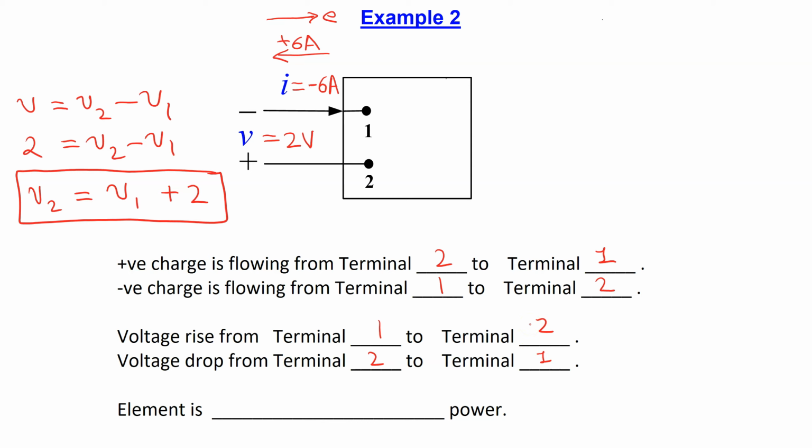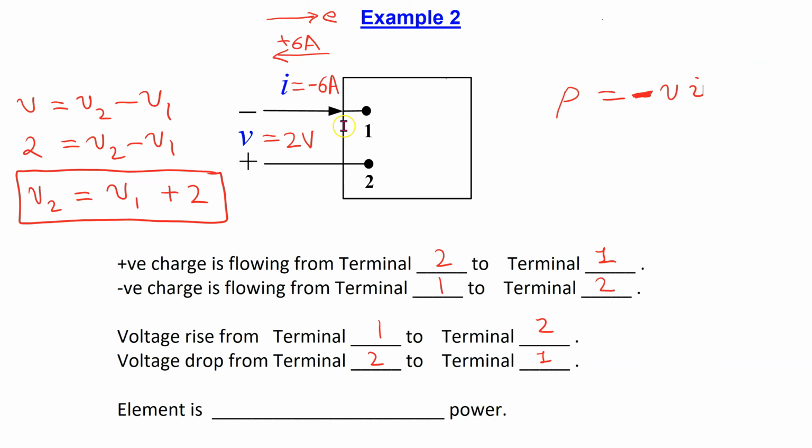Finally, let's examine the power. The first step is to decide the sign of the power formula using passive sign convention. We can see that in this case, conventional current having this magnitude is entering the terminal marked minus. Therefore, we write the power formula with a minus sign.